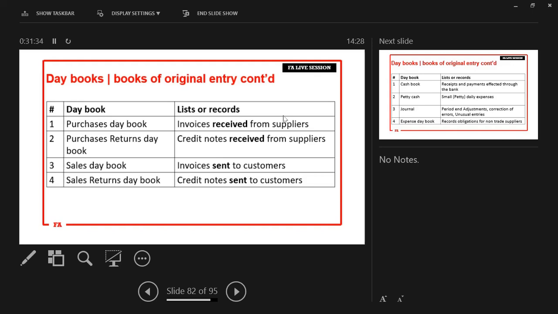All right, let's progress. Sales day book records invoices sent to who? Have you seen now the direction? In this case, we are the ones who are sending to our customers, right? And then sales returns day book records what? Credit notes sent to who? Yes, you need to be very clear on that. I hope that you're understanding something.